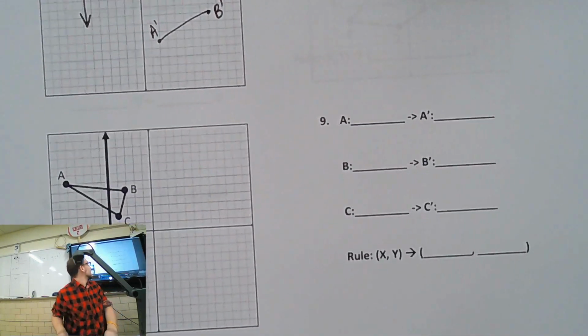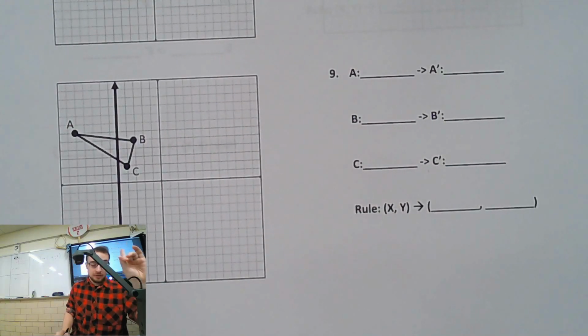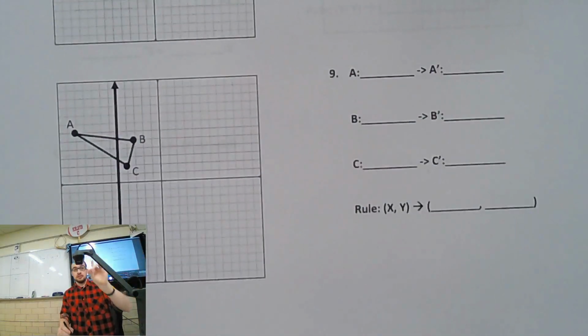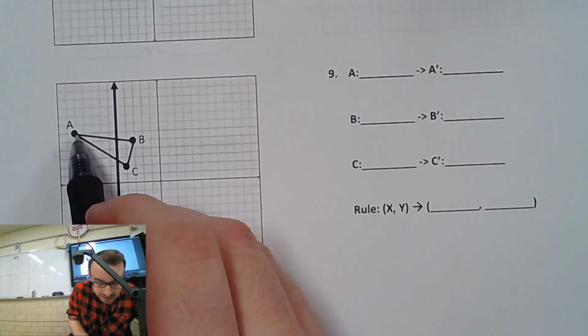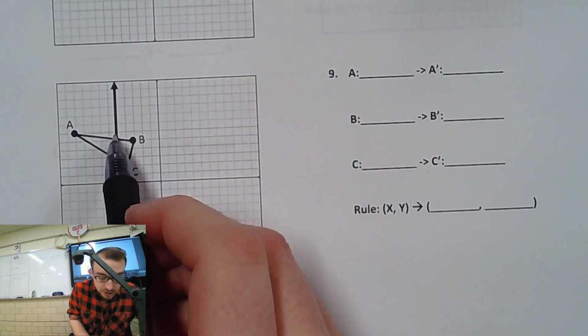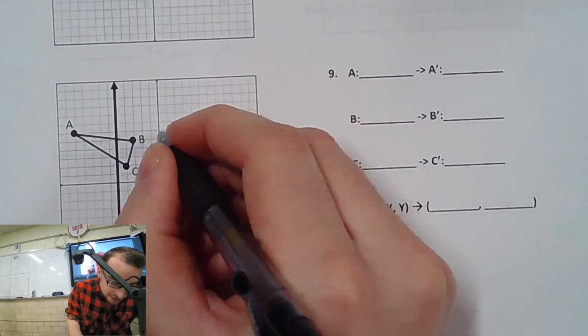Number 9 is a horizontal flip. So our rule is going to be negate the x, right? However, is this the y-axis? No. So we need to adjust for that. So let's check this out. If I've got A here, it's 1, 2, 3, 4, 5 away from the line, right? So when I flip it, it's going to be 5 away on the other side. 1, 2, 3, 4, 5. A is here.